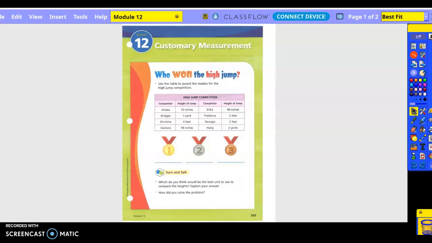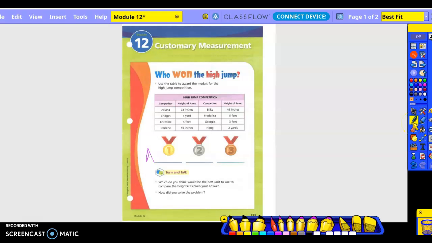Okay, now if we were going to write down the record for times, you would want the what? The shortest amount of time, right? Okay, but in this case, you want the highest. Okay, so who had the longest one then, guys? Ariana, right? Okay, who had the second longest?